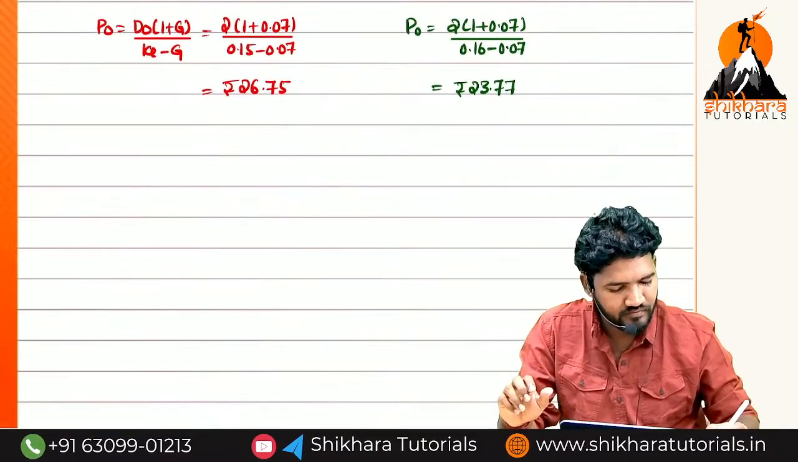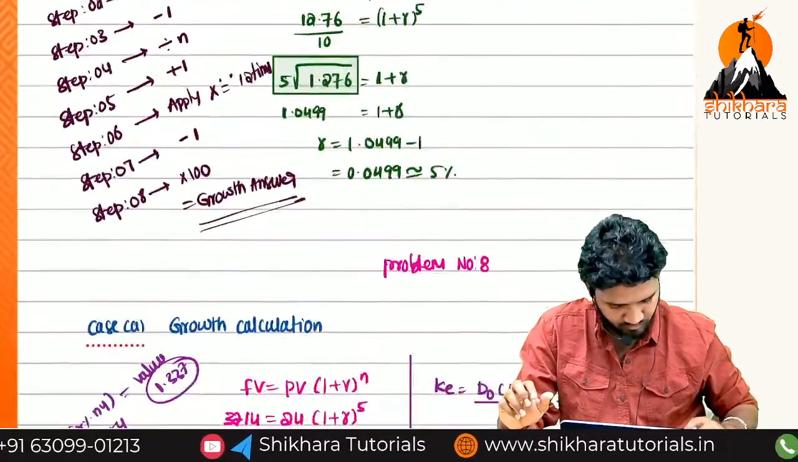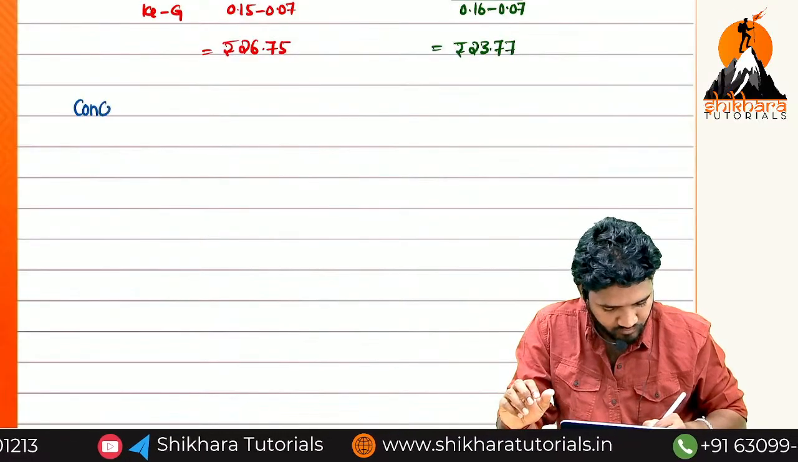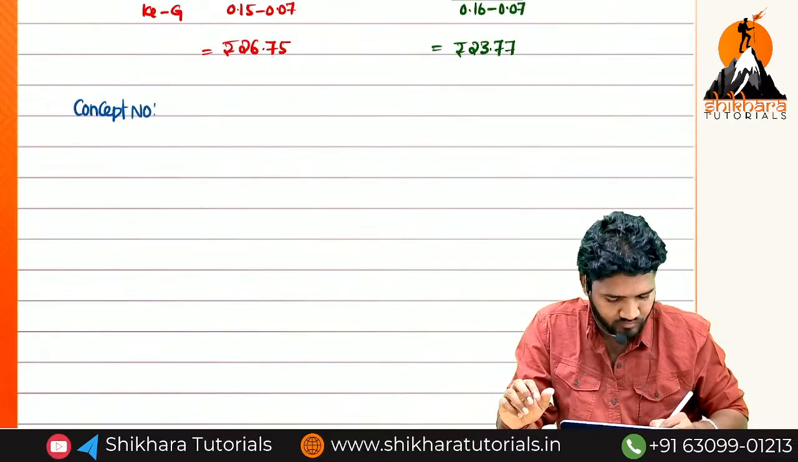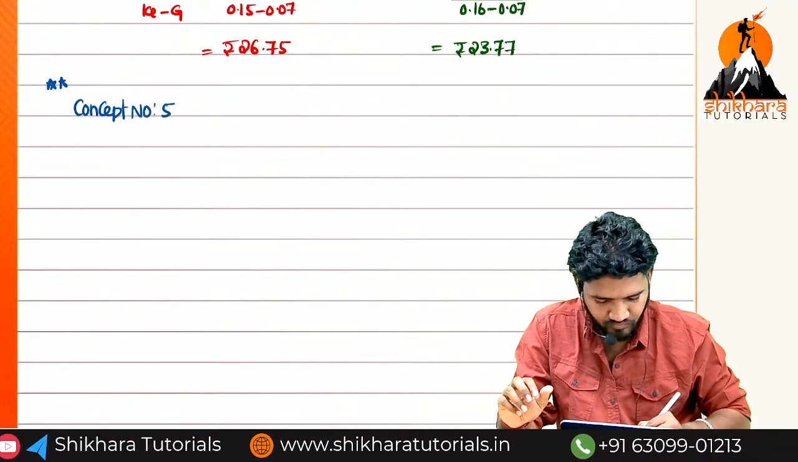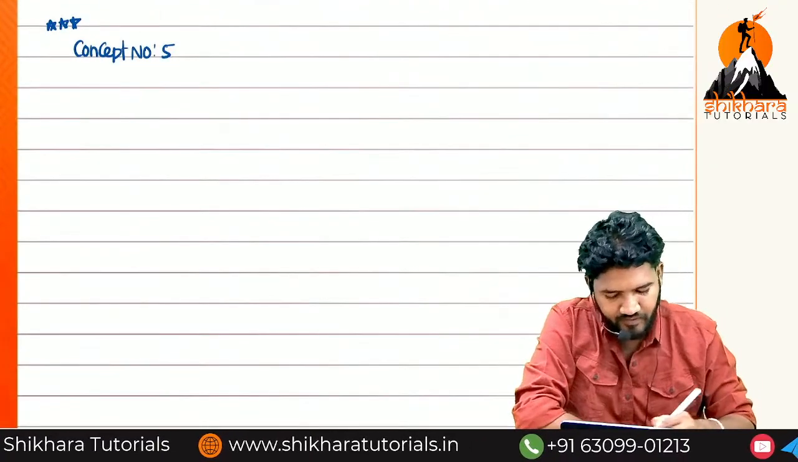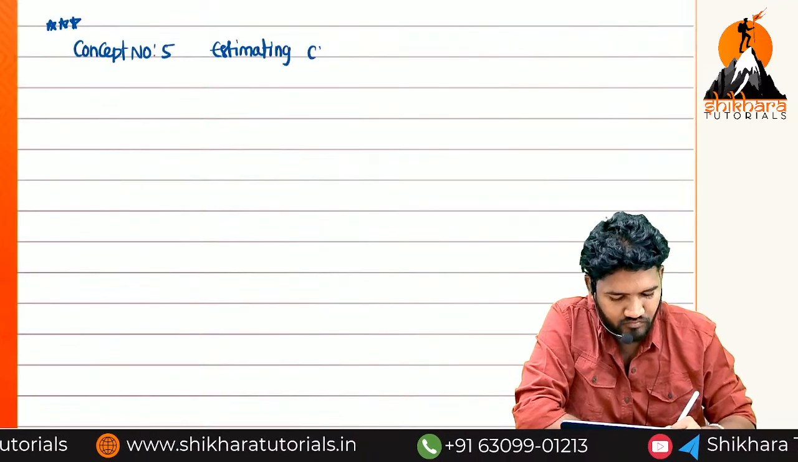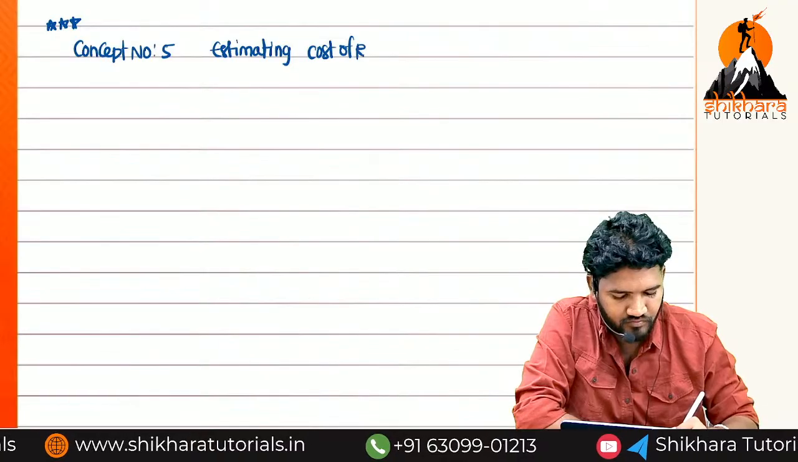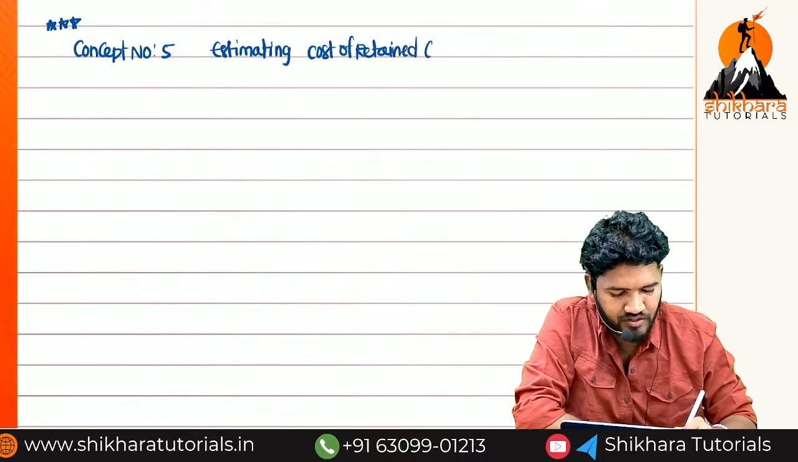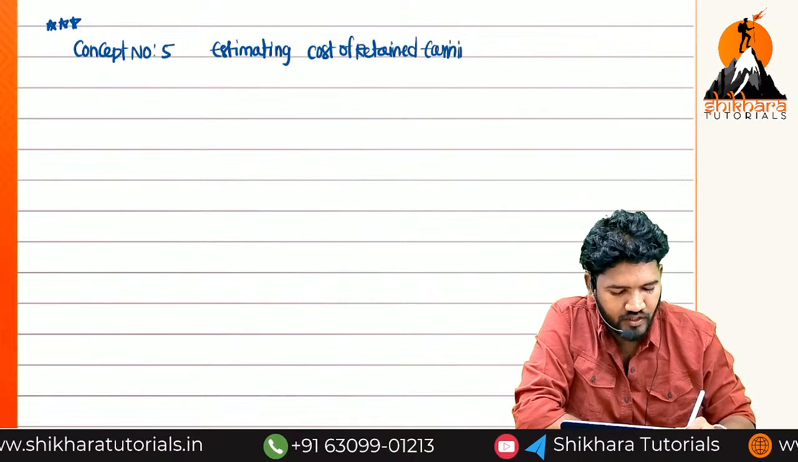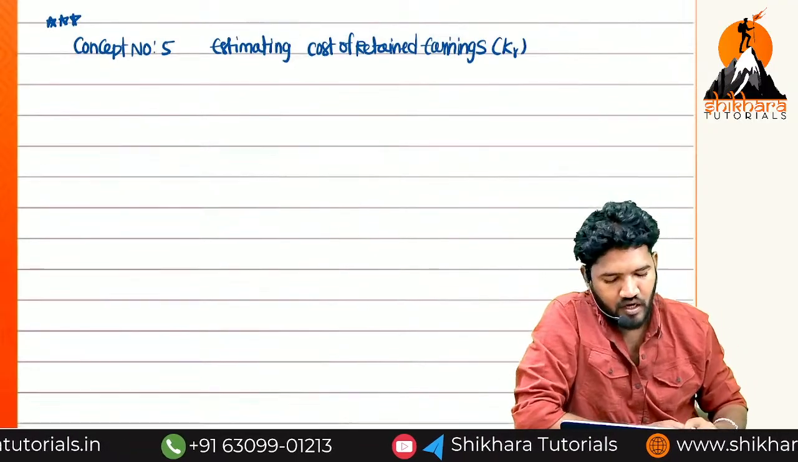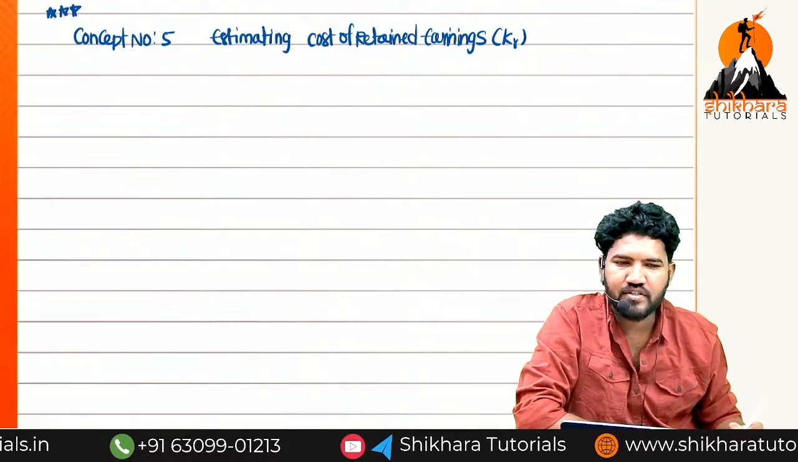Concept number 5. What is concept number 5? Estimating cost of retained earnings. It is denoted with KR.